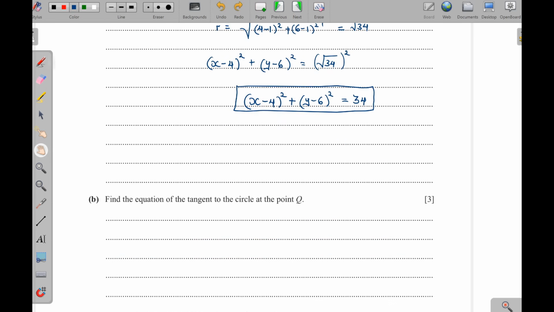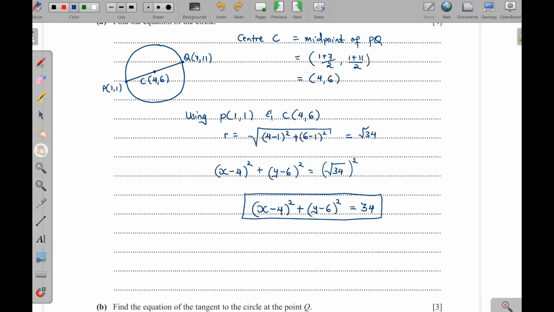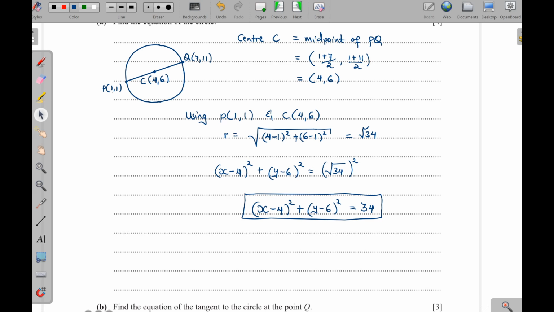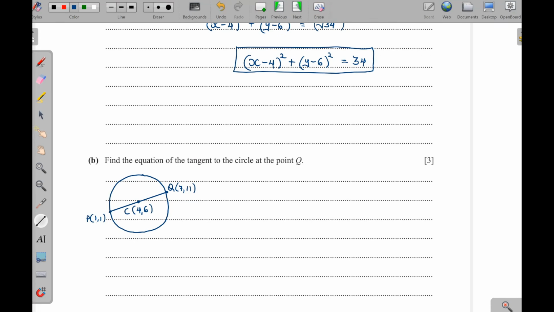And then part B, they're saying find the equation of the tangent to the circle at point Q. Now I'm going to get this circle of mine here, then I duplicate it, I take it down here. At Q, equation of the tangent. A tangent is that line that meets the curve at only one point. So this is the tangent. Now in circle theorems, you know that the radius is perpendicular to the tangent.